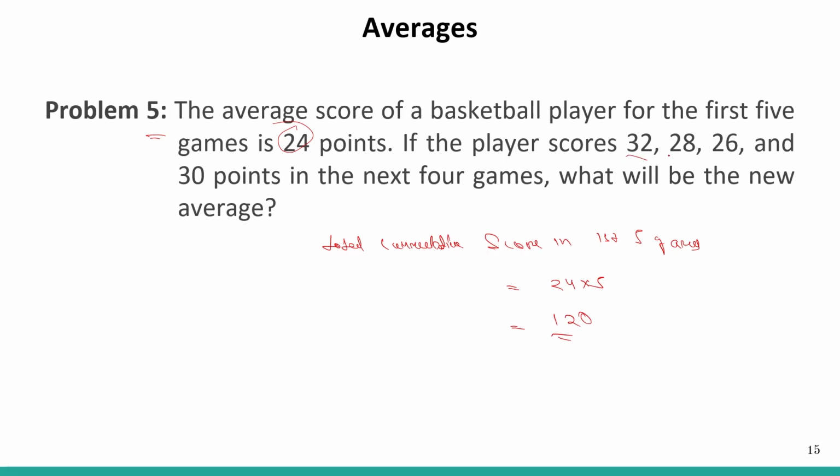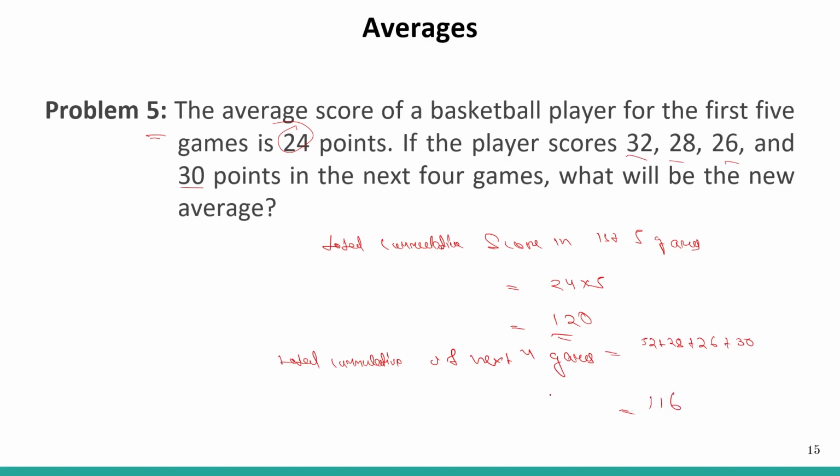So if the player scores 32, 28, 26 and 30 points in the next 4 games, okay, so the total cumulative of the next 4 games is equal to what? Sorry, the total cumulative will be just their addition. So it will be what? 32 plus 28 is equal to 60, 90, 116. So 116 is the total cumulative.